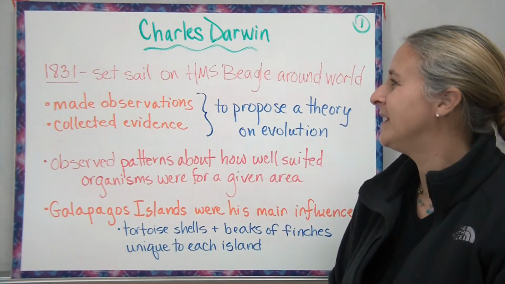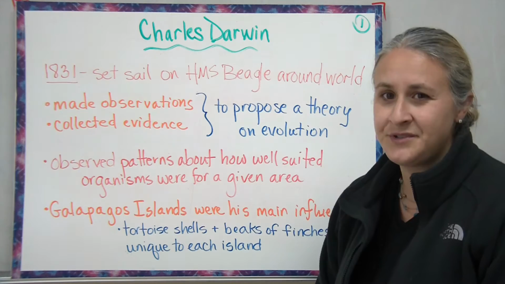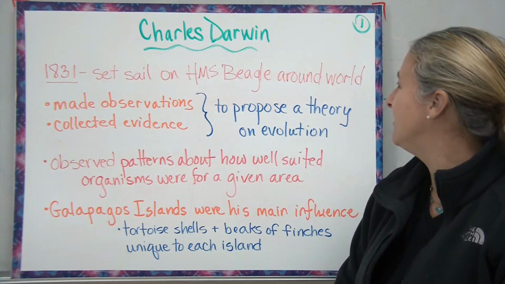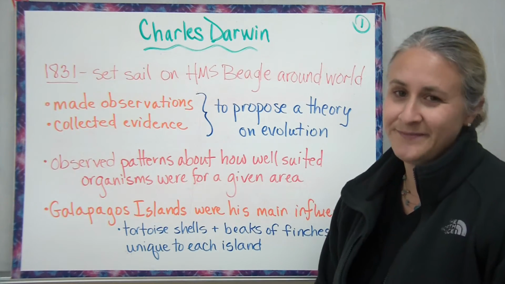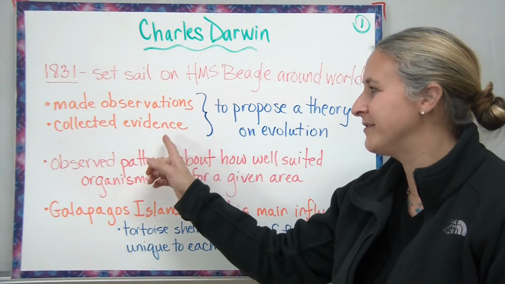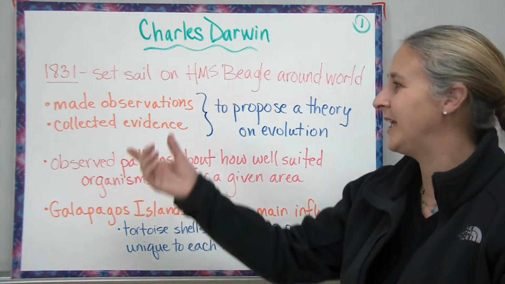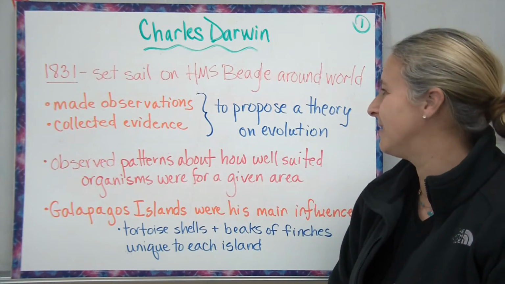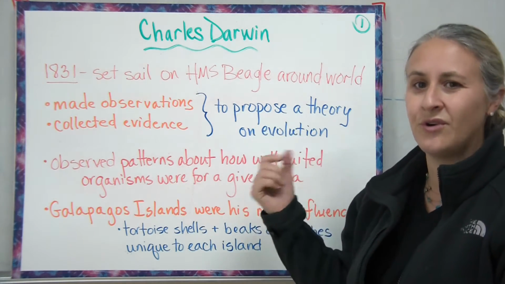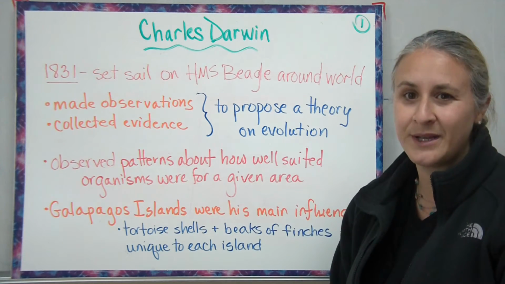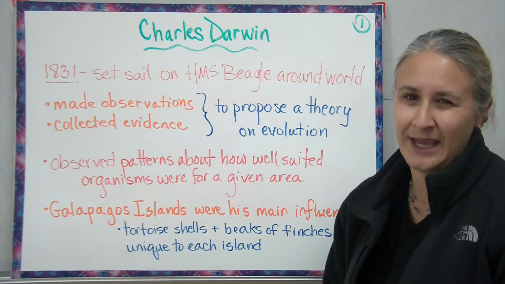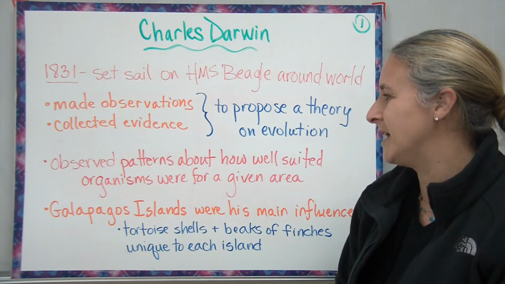Charles Darwin. In 1831, Charles Darwin set sail on the HMS Beagle around the world. A lot of what Charles Darwin did, he was a scientist. He made observations and collected evidence. And as he was making his observations and collecting evidence, he used all of that to eventually, over a long period of time, propose a theory on evolution. This just didn't happen overnight. This took a really long time.